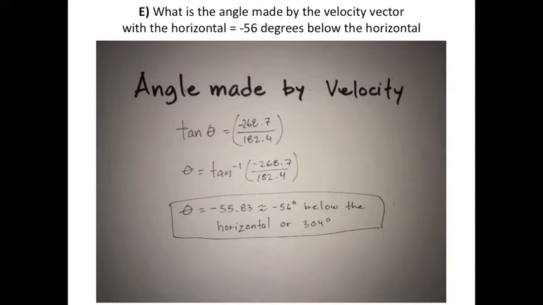E. What is the angle made by the velocity vector with the horizontal? We use arctangent to find the angle, which gave us negative 56 degrees below the horizontal or 304 degrees.